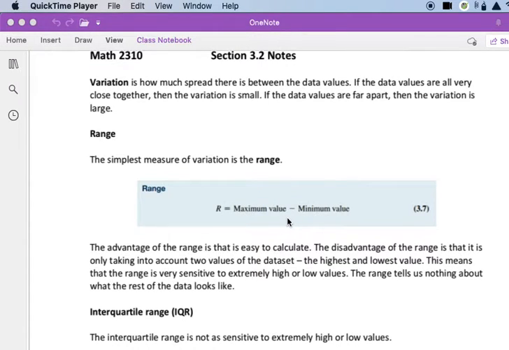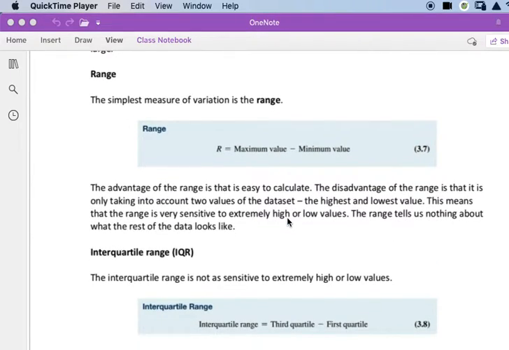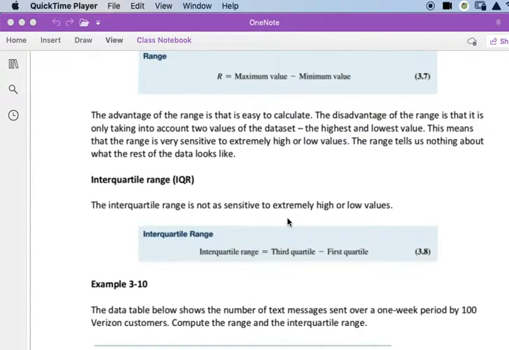So one thing that we can use to give us a more accurate picture about what the rest of the data looks like is the interquartile range. It's not as sensitive to extremely high or low values. And the interquartile range is calculated by taking the third quartile minus the first quartile, or Q3 minus Q1.